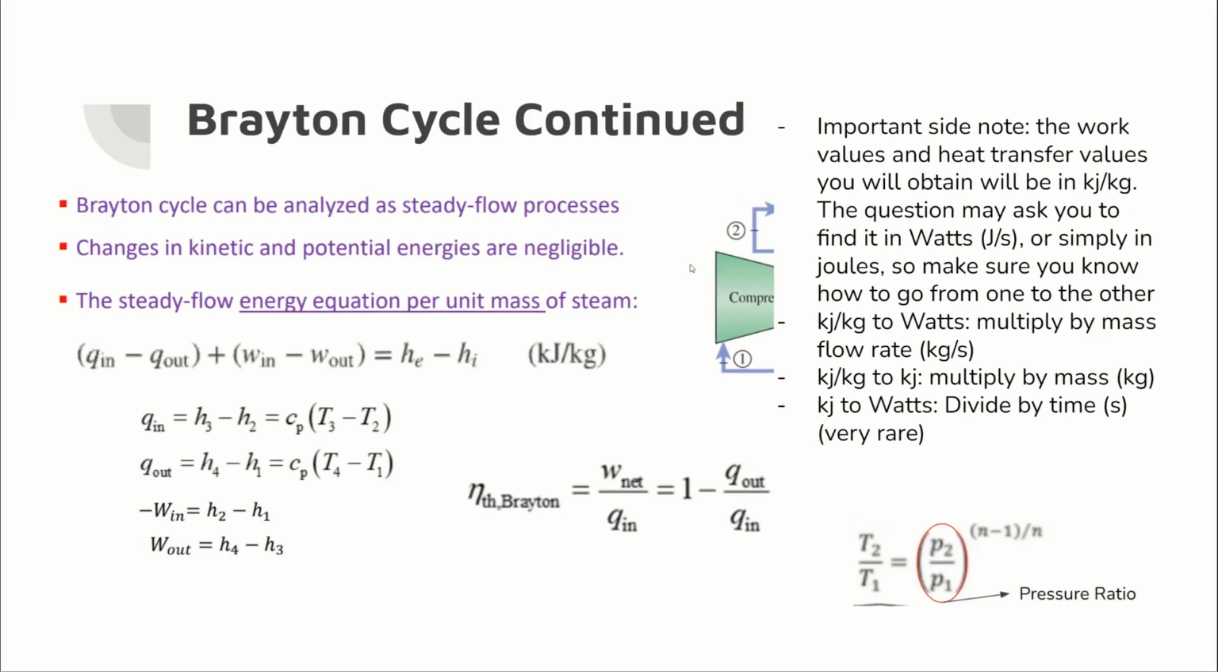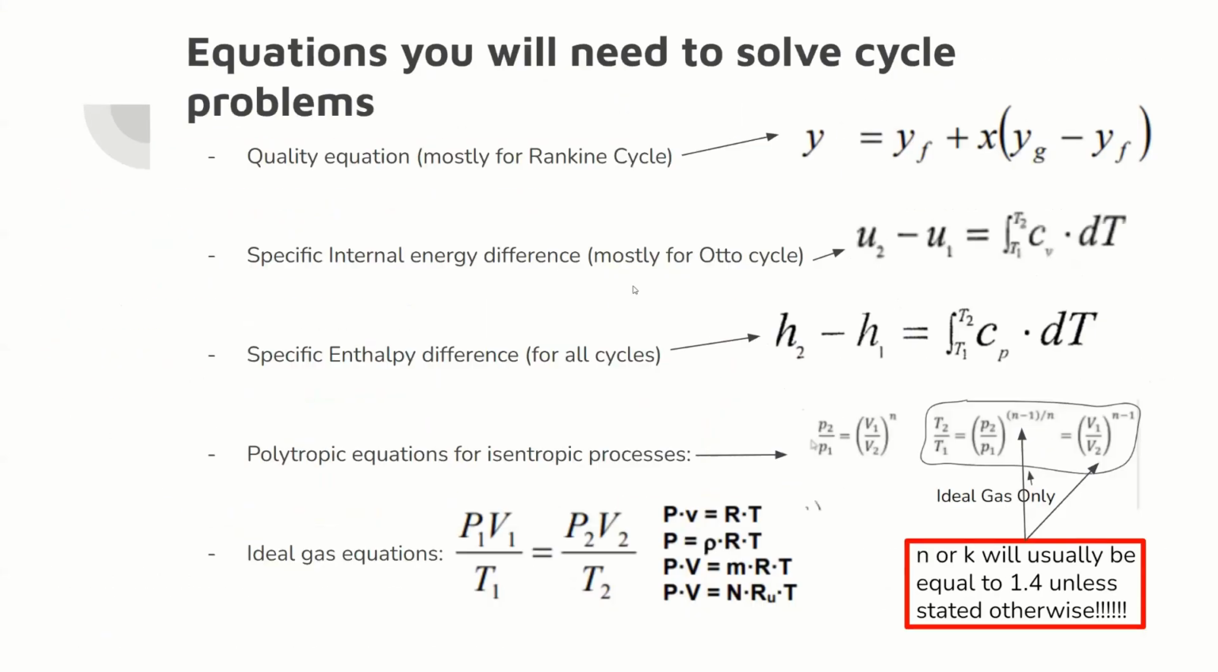If you remember from right here again, for change in specific enthalpy you use CP, and for change in specific internal energy, you use CV.